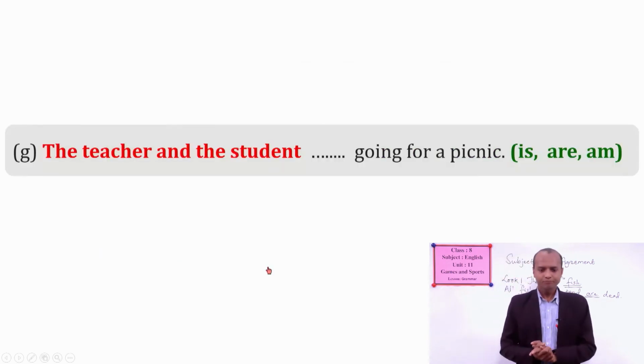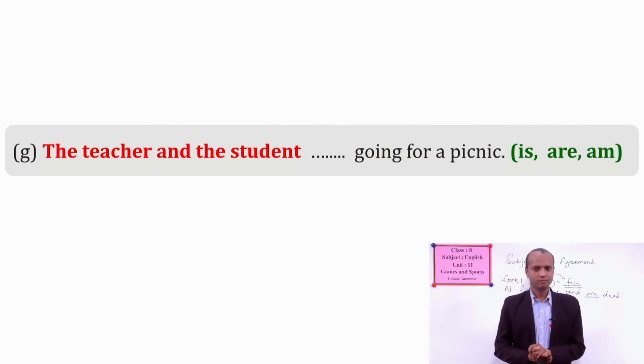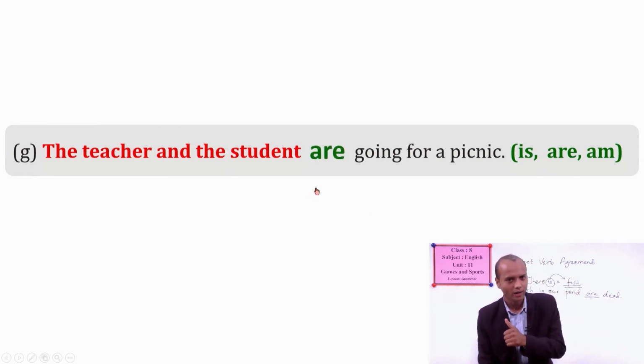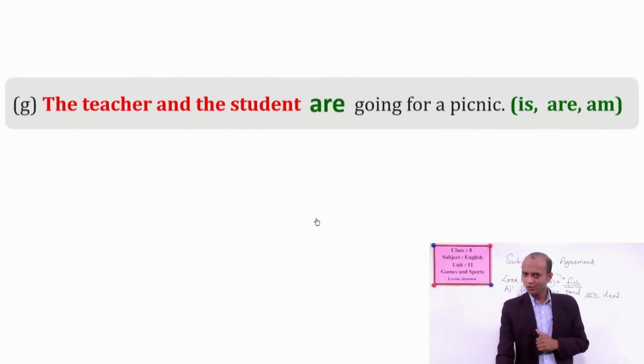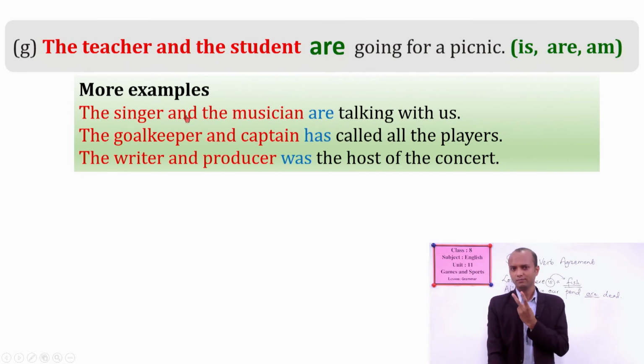Number G, the teacher and the student, blank space, going for a picnic. Is, are, am. What do you think? Yes, are. Why? Because it refers to two people, not a single. Okay, the singer and the musician are.